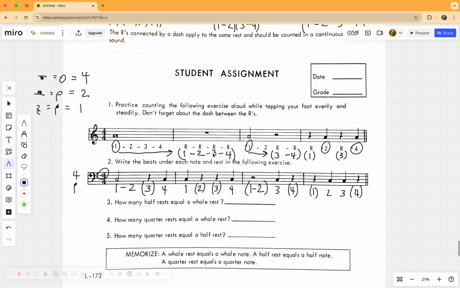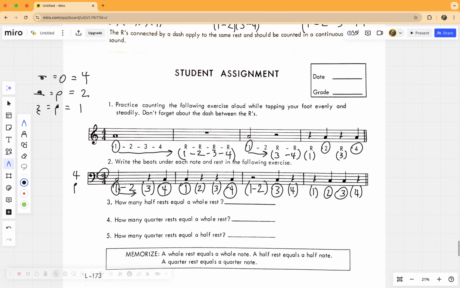So then we go back and say, well, where do we clap or where do we play? Well, we clap on 1, last through 2. Rest on 3, play on 4. Play on 1, rest on 2, rest on 3, play on 4. Rest on 1 and 2, play on 3, rest on 4. Rest on 1, play on 2, play on 3, rest on 4.